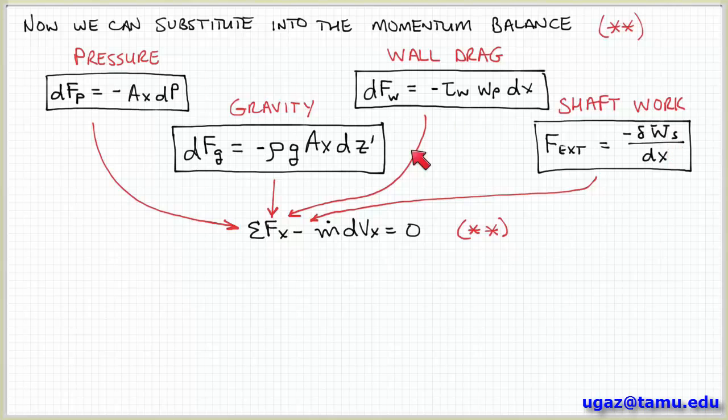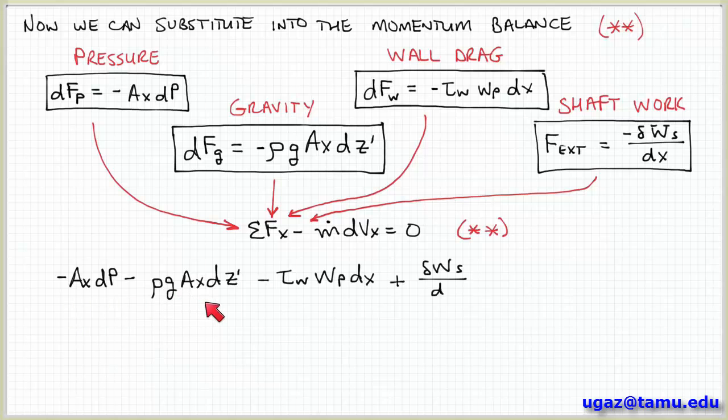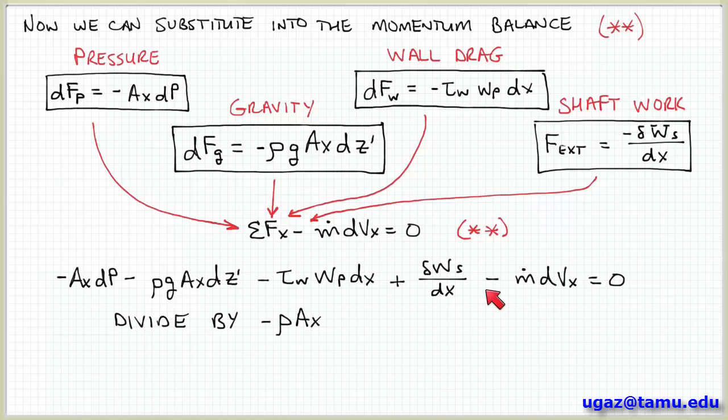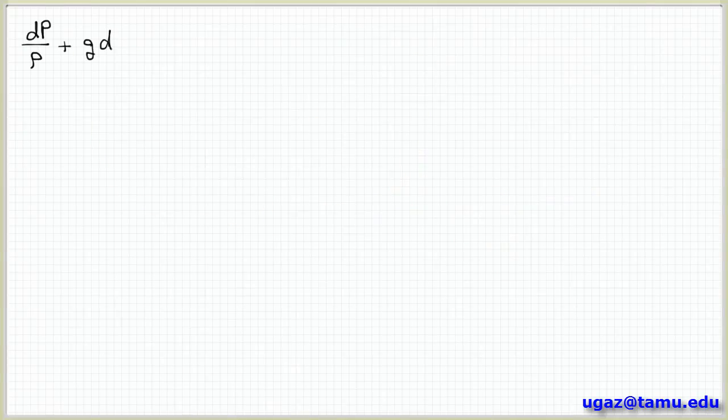So we plug all these into the sum of the forces in the momentum balance, and we get the following result. I have minus Ax delta p, the pressure force, minus rho g Ax dz prime, the gravity force, minus tau wall times the wetted perimeter times dx, plus delta Ws over dx, minus m dot dvx equals 0. So now we can simplify this sum. First thing we're going to do is divide by rho Ax, the density times the cross-sectional area, minus rho Ax. And we'll do that here on the next slide.